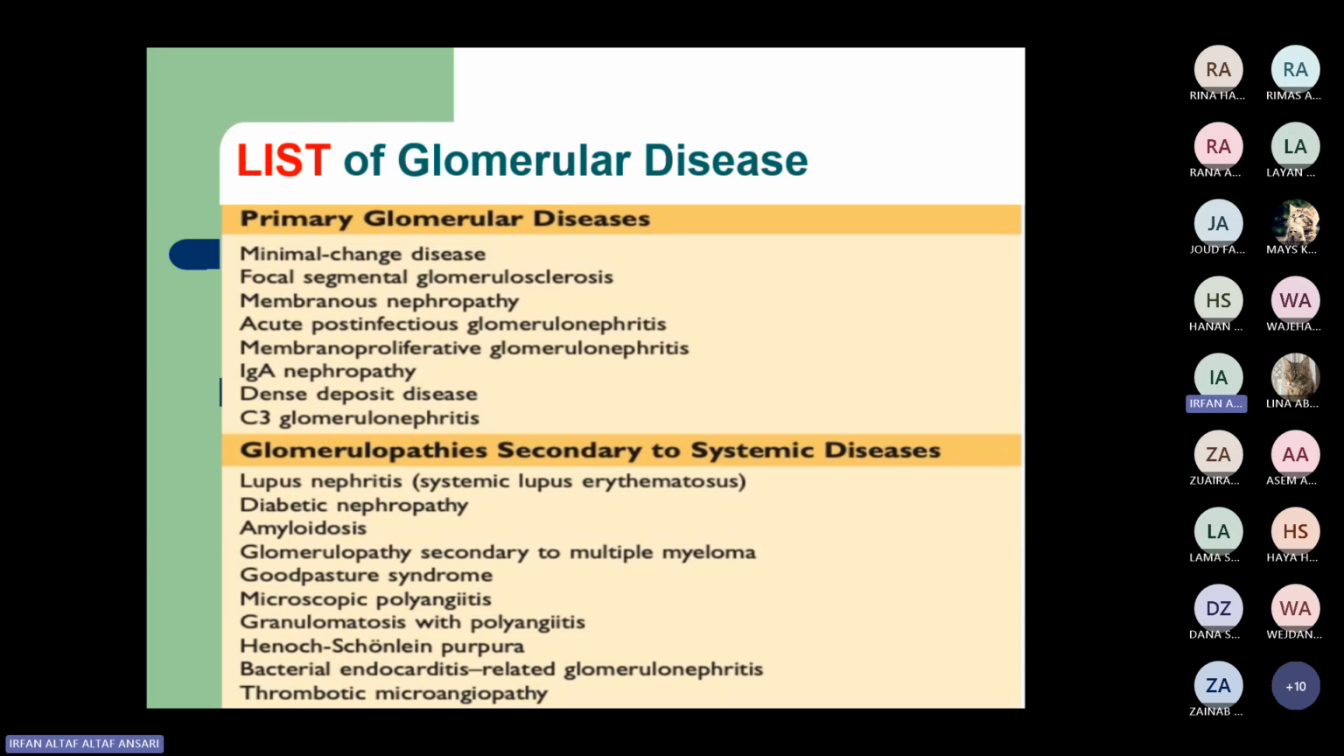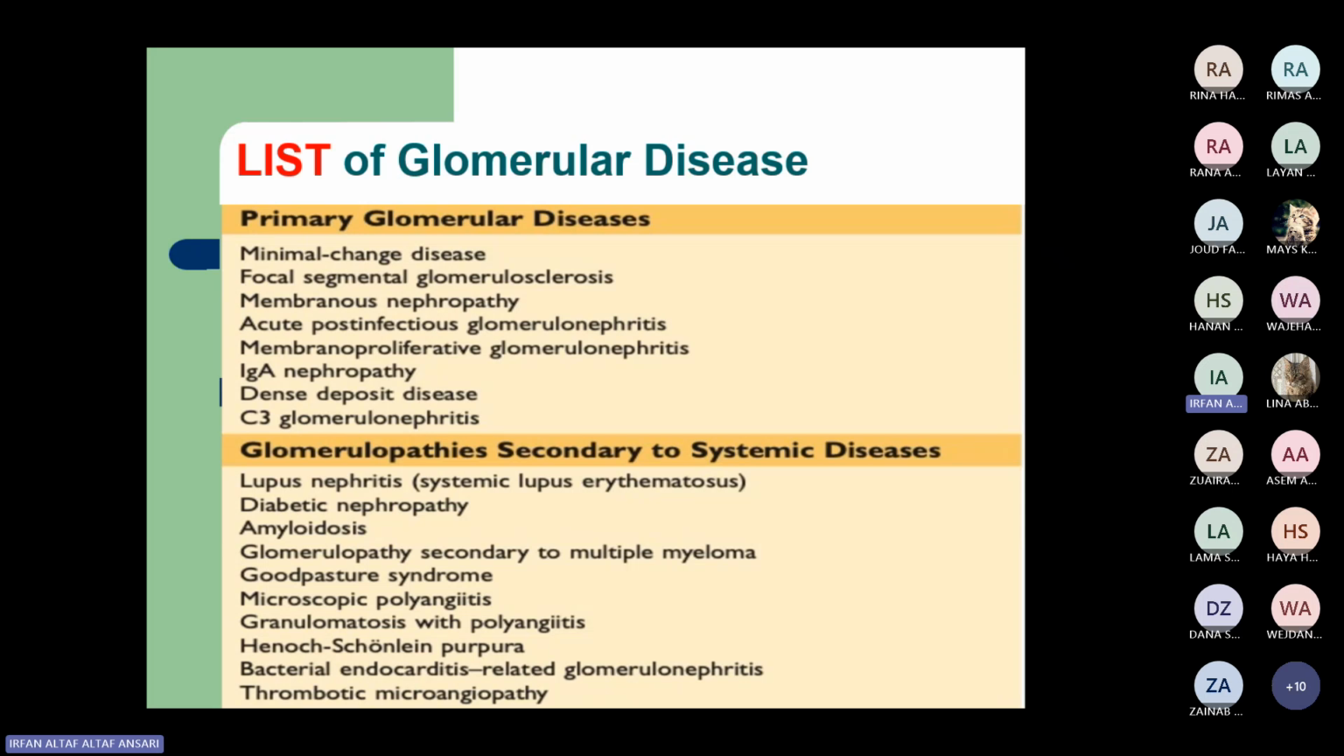So these are the list of the glomerular diseases. What are the primary and the secondary? Primary diseases are minimal change disease, focal segmental glomerulosclerosis, membranous nephropathy, acute post-infectious, membranoproliferative, IgA, dense deposit disease, C3 glomerulopathy, or C3 is the complement 3 glomerulonephritis.